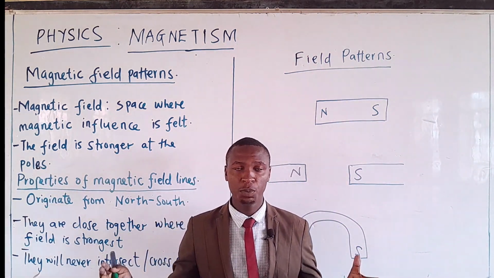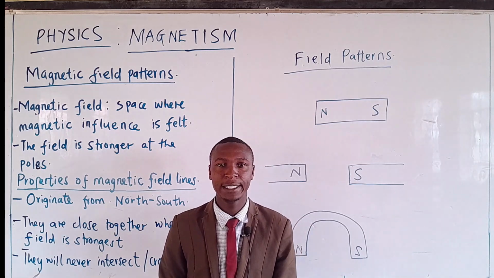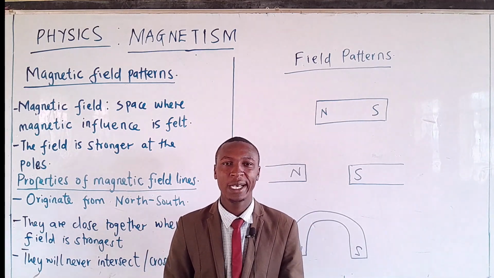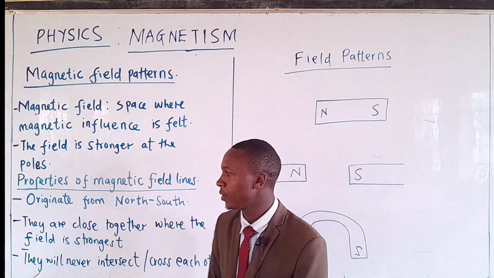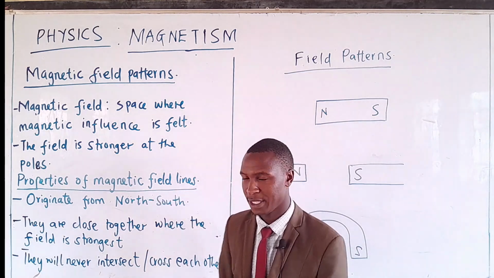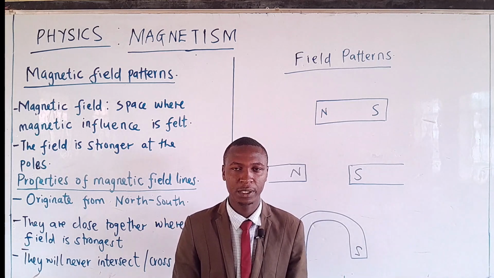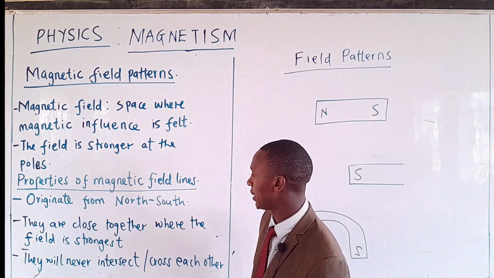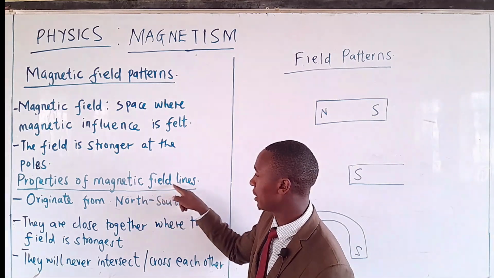So we said we have a north pole and a south pole for any magnet. Now the field is going to be very, very strong at the poles. And of course, we are going to talk about the properties, and we're going to really understand what we mean by that. Now, let's talk about the properties of a magnet, or the properties of magnetic field lines.